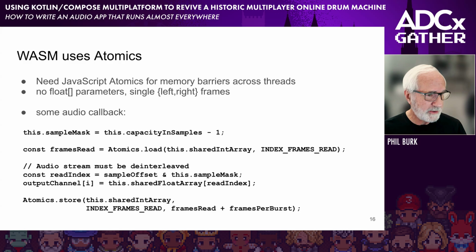Now, in order to access these, you need to use the atomic functions so that you get the proper flushing from the cache and the memory barriers and so on, so that these different processes can see each other. So we're doing an atomics load to get the frames read, so it knows where it read the last time, and it converts that to an index into the float array, reads the data, and then updates the cursor for the frames read.